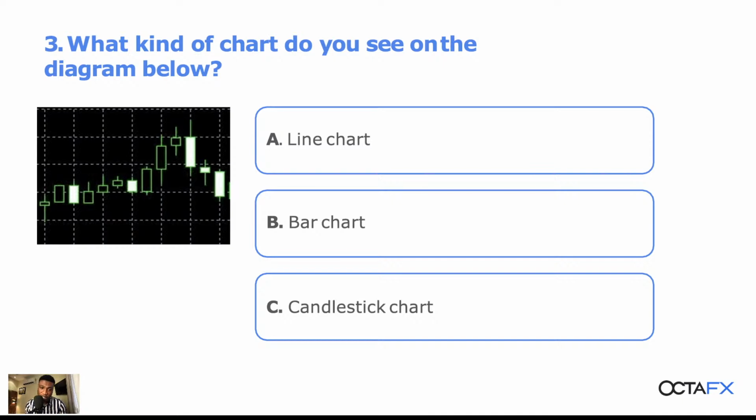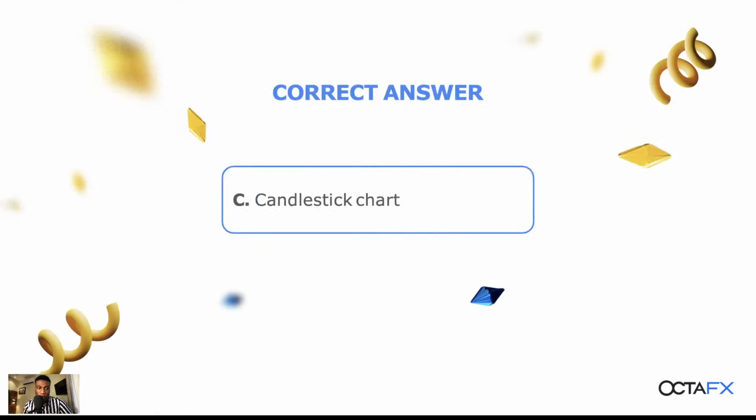B is a bar chart. A bar chart is basically a collection of price bars that consist of a vertical line that shows the highest price reached during a period and the lowest price reached during a period. So the answer is candlestick chart, because the candlestick chart shows you the high, the low, the open, and the closing price, and gives you a detailed explanation of what happened within a specific time period. So the answer to question number 3 is candlestick chart.